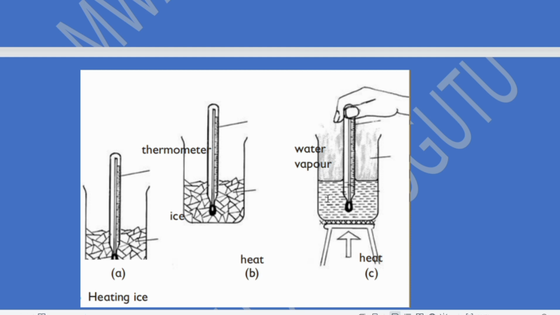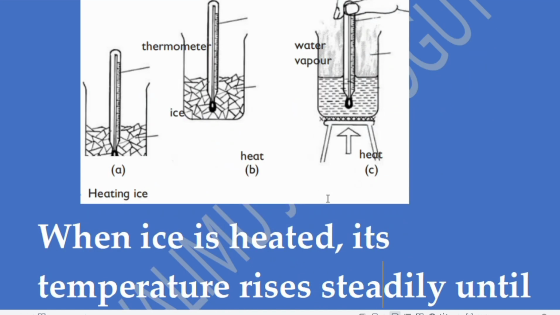So this is how the apparatus will be. We have the beaker. Inside the beaker we are placing ice, then we are dipping a thermometer inside the ice, and then the beaker and its content is placed on a tripod stand, and then we have a source of heat, that is a burner.